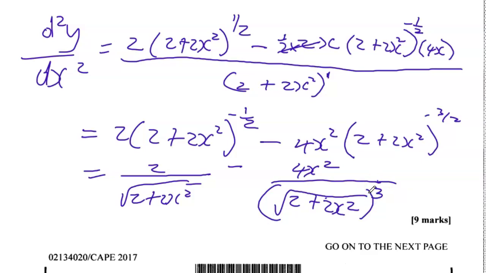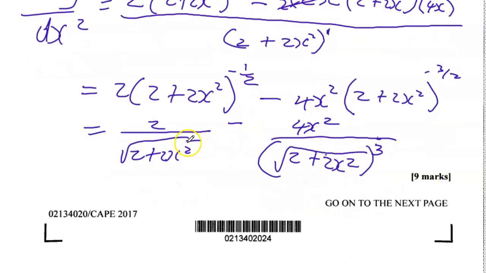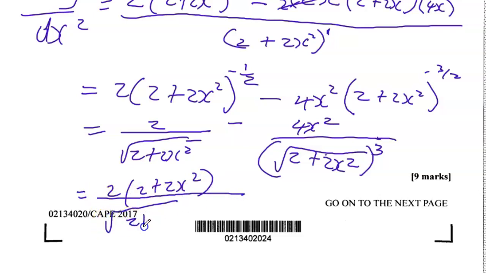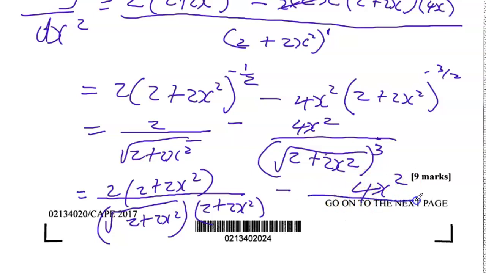Now to simplify, to make the one common denominator, we can multiply this numerator and denominator by 2 plus 2x squared. Alright, so 2 times 2 plus 2x squared upon the square root of 2 plus 2x squared times 2 plus 2x squared, and the fraction will remain equivalent, minus 4x squared upon the same denominator, root 2 plus 2x squared all to the power of 3.